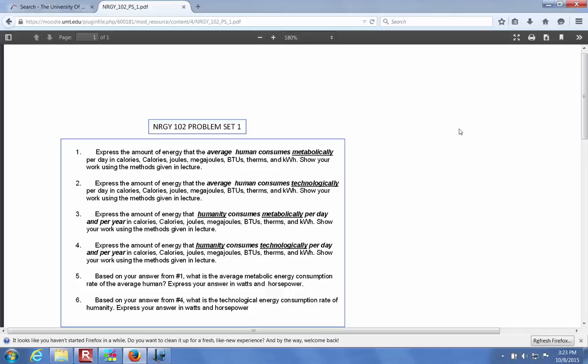Based on your answer from number 1, the average metabolic energy consumption rate of the average human, again, we know the number of people, we can calculate that. However, we're also asked to express the answer in watts and horsepower. So we'll need to go to those conversions. And based on the answer from number 4, the technological energy consumption rate of humanity, well, we know what that is, we just looked at it. Express your answer again in watts and horsepower, so you need your conversions.